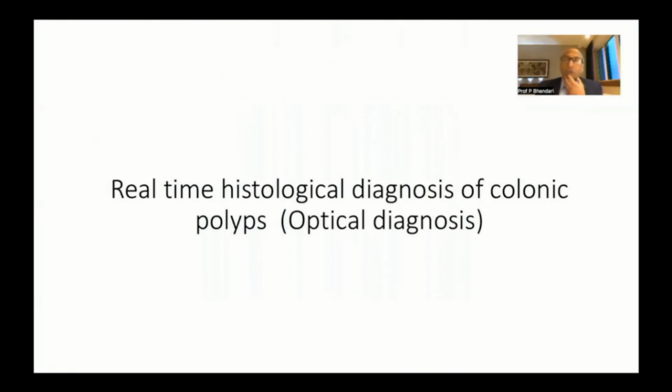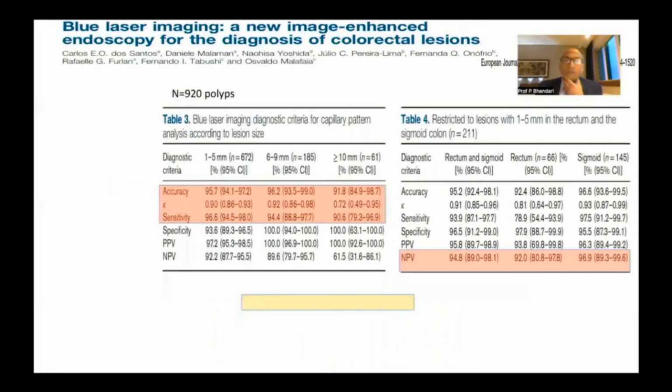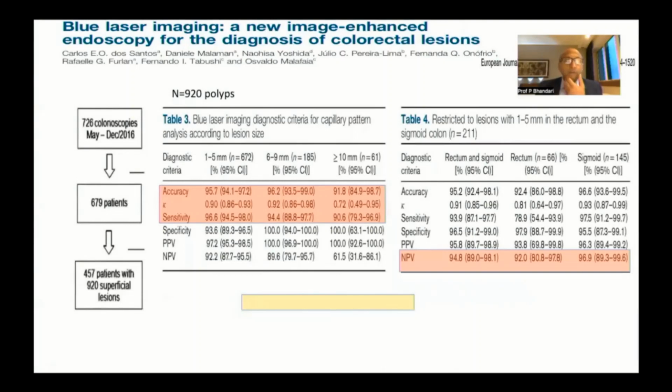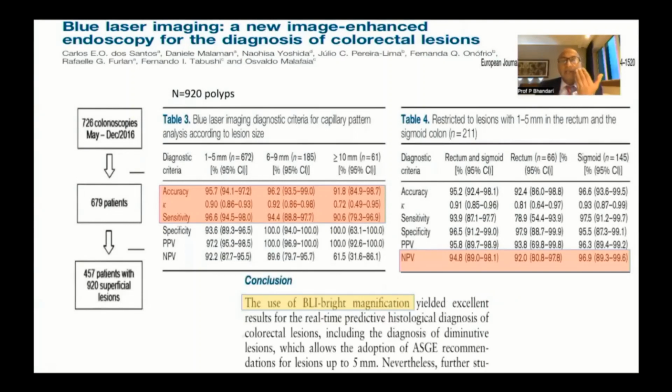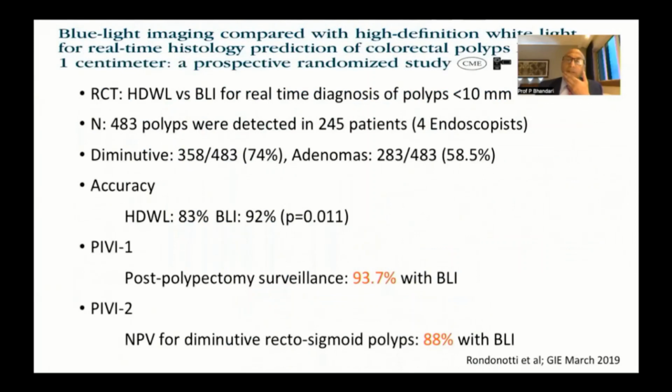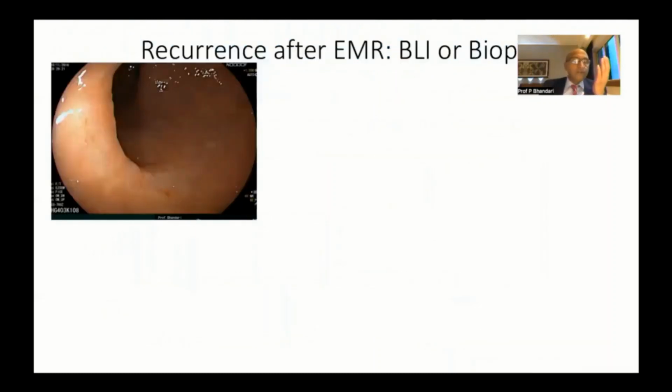Coming to colon and making a real-time histological diagnosis with imaging technology, what we call optical diagnosis. It is possible, and there is a lot of data which supports that with BLI, with NBI, you can make histological prediction as good as pathology. You can see all this data. You can meet the PIVI criteria as well, which were set by ASGE. To see if you can meet those, then you can abandon taking histology. So studies coming from expert centers with various different technologies show that imaging can help you do that.